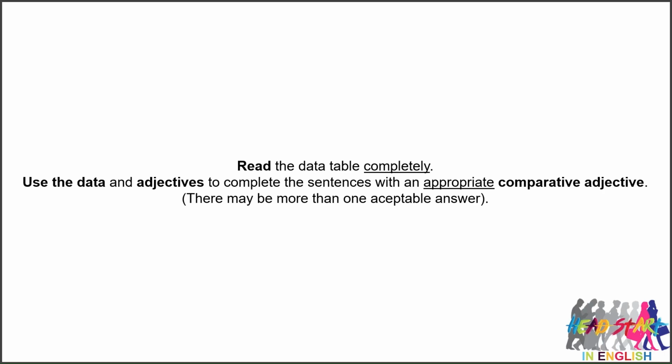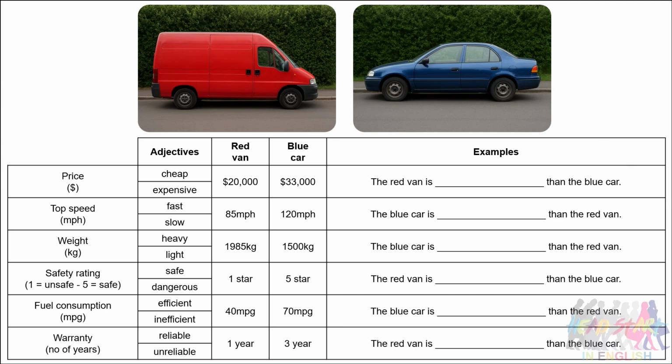Okay, so it's time to put into practice the rules we've seen. So here's the instructions for the exercise. Read the data table completely. Use the data and adjectives to complete the sentence with an appropriate comparative adjective. There may be more than one acceptable answer. Okay, so let's have a look at the data set first. Then we'll have a look at the examples and do the first one together. And then you guys can try and answer the rest on your own.